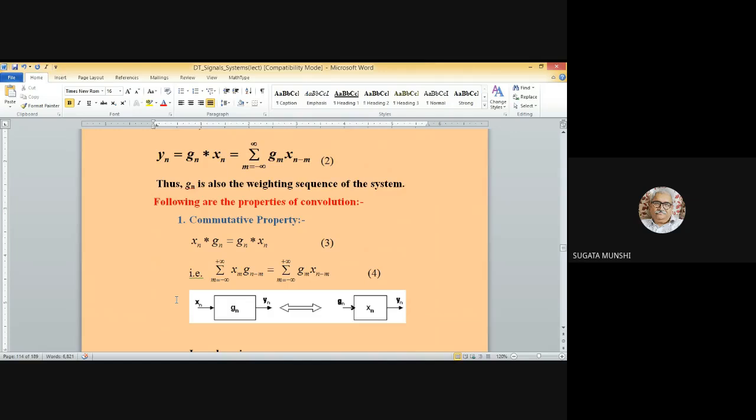From the system point of view, the implication is that if you have a DTLTI system with impulse response g[n] and you excite it by x[n], and the output is y[n], then if you have another DTLTI system whose impulse response sequence is x[n], and you excite this second system by the sequence g[n], you will get the same output y[n] as obtained for the first system.